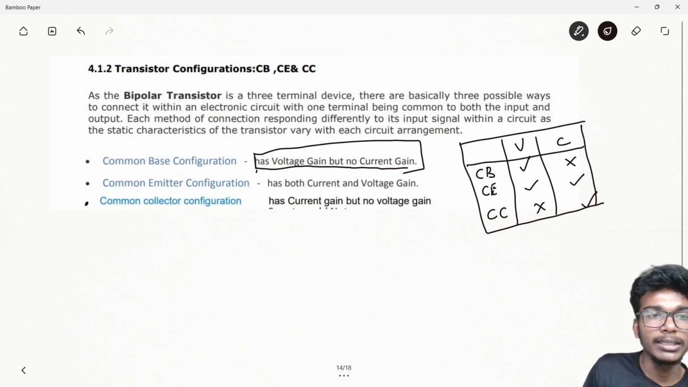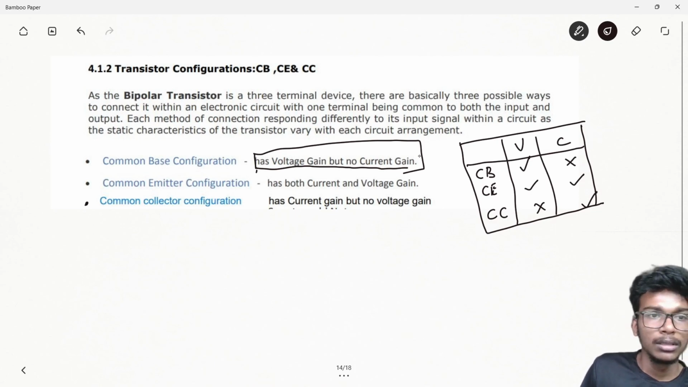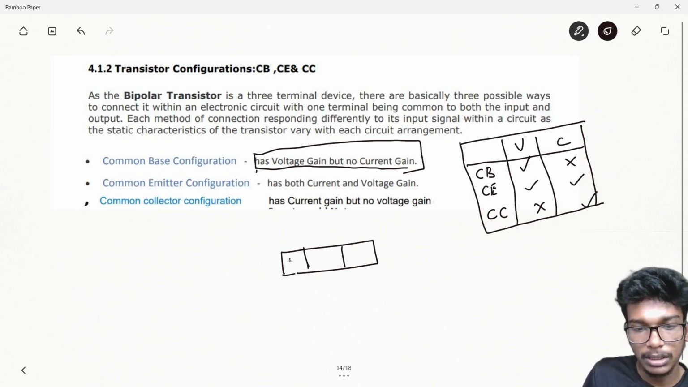Transistor configuration. As a bipolar transistor is a three-terminal device, there are basically three possible ways to connect it in an electric circuit, with one terminal being common to both the input and output. Each method of connection responds differently to its input signal within a circuit, as the characteristics of the transistor vary with each circuit arrangement. What this means is we have three terminals in a transistor, whether it is PNP or NPN. Just consider PNP.